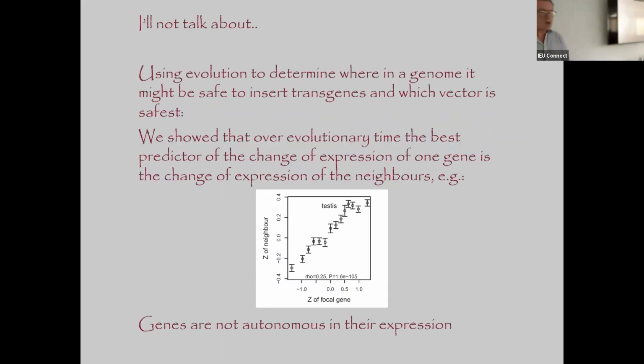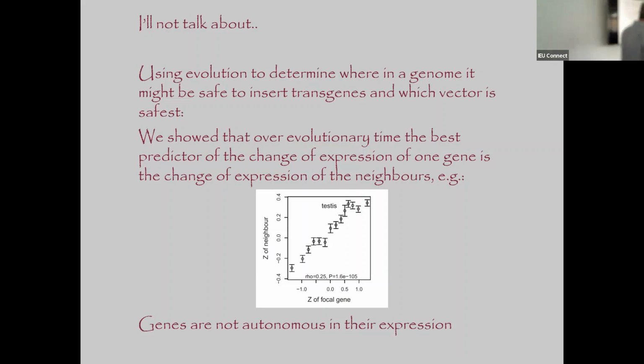Now, I'm not going to talk much about the expression, but I'll give you a very quick overview of it. One of the main problems with gene therapy is if you take a gene, put it in a vector, insert it into the genome, then it is not uncommonly the case, particularly if you put a strong promoter in front of it, that it will affect the neighbours, and the neighbours will affect it. So genes are not autonomous in their expression, but then are there places in the genome that are safer than others to insert genes into? And if there are, what would they look like?